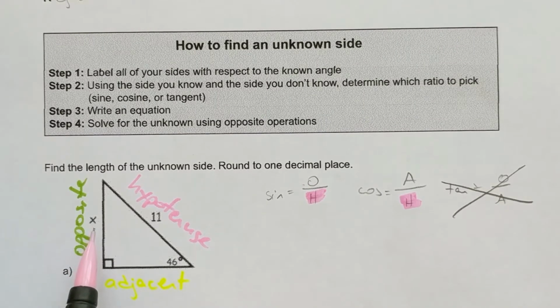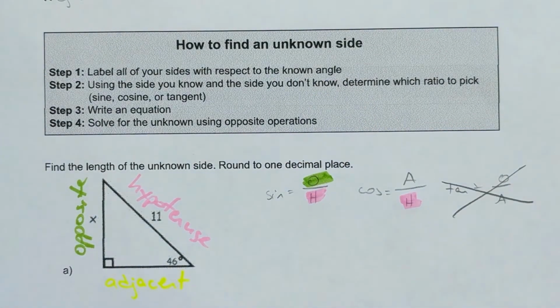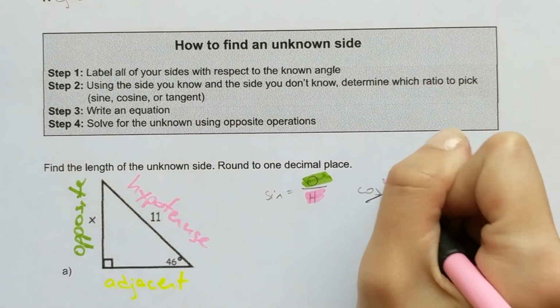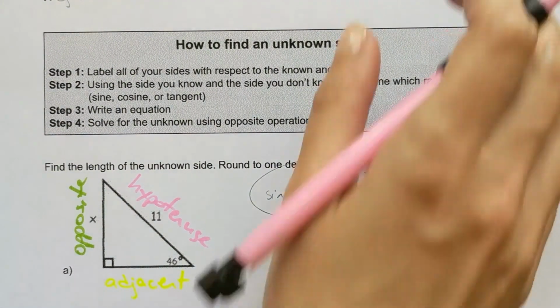That's what the question is asking. I need to find x, and x is my opposite side. So I need to also find a ratio that has the opposite in it. Sine is going to fit the bill because sine has opposite and it has hypotenuse. I'm going to cross off my cosine here. Sine is the one that we are interested in.